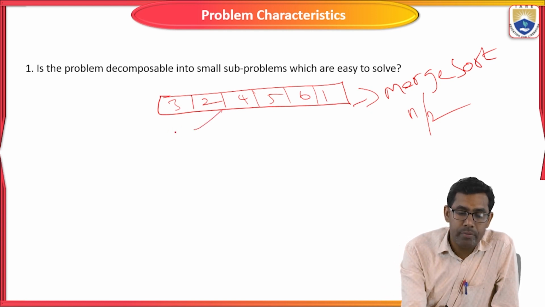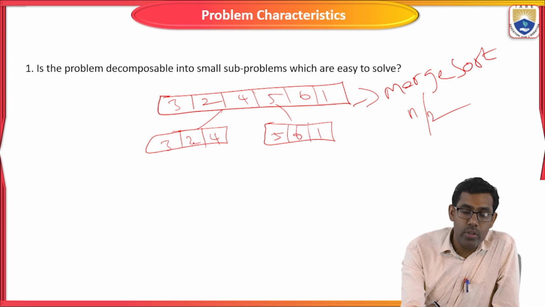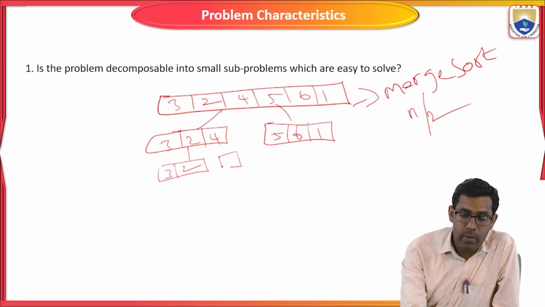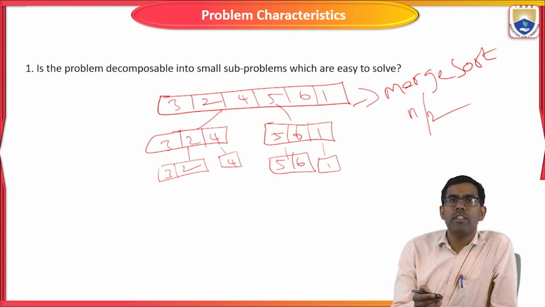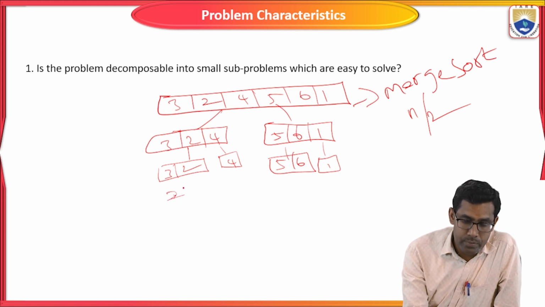Now here 3, 2, 4, and here 5, 6, 1. Again I am going to divide this. Here 3, 2, here 4, here 5, 6, here 1. Then I am going to use some technique to sort this. Now I am going to use the descending order, that is 2, 3, then 4.